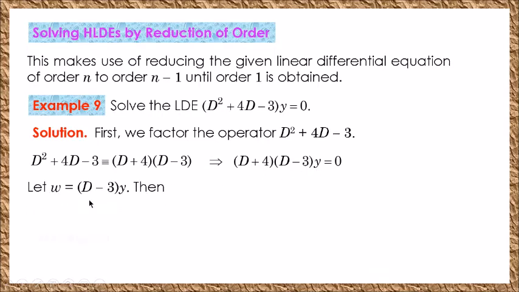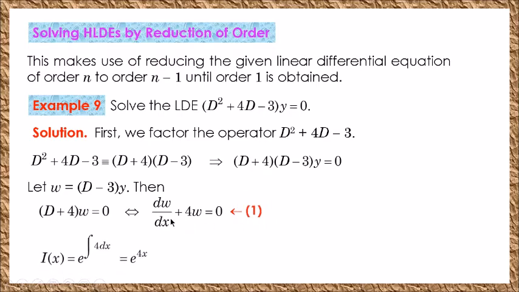Let's say w. Hence, this becomes D plus 4 applied to w equals 0. Equivalently, the derivative of w with respect to x plus 4w equals 0, which is an LDE. Let's label it equation 1. The integrating factor of this is e to the integral of 4 dx, which is equal to e to the 4x. This can also be solved by separation of variables.